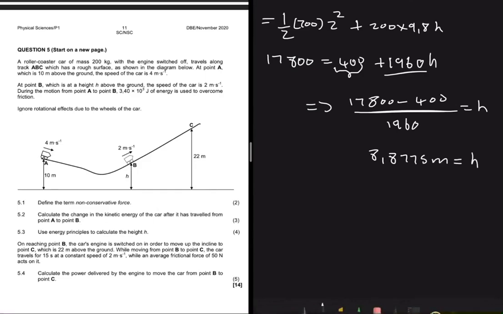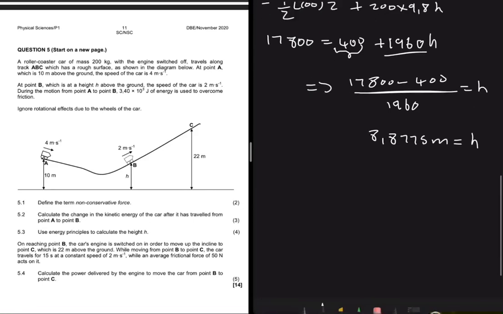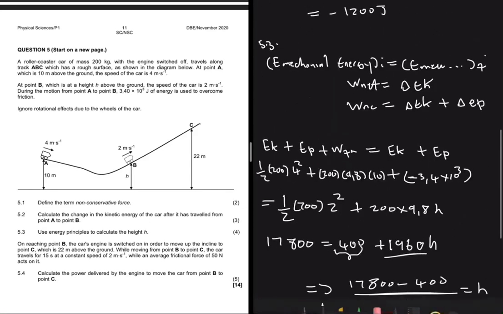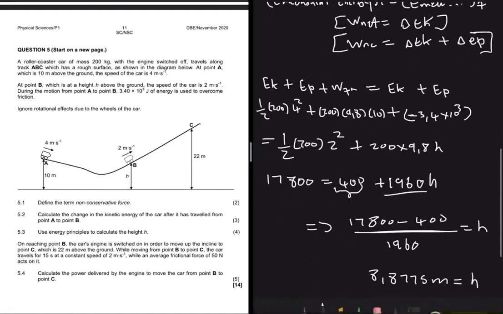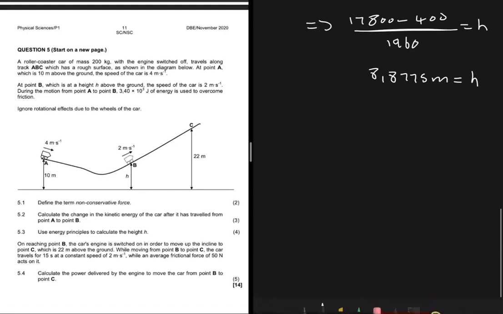Which makes sense. Point B looks to be slightly below point A. Let's move ahead. Like I said, please use this equation, use this other equation too, and tell me if you get the same thing. You should get the same thing. 5.4.